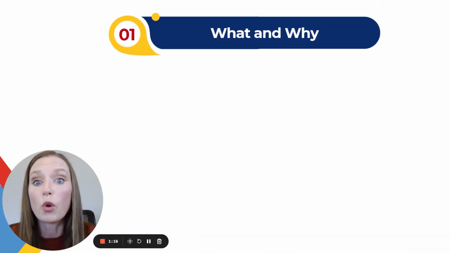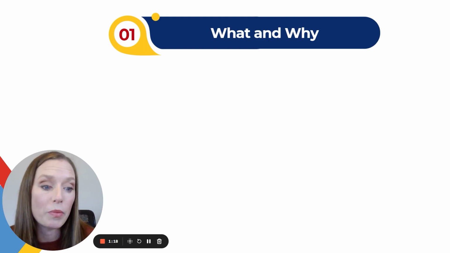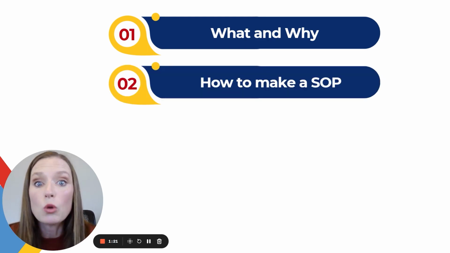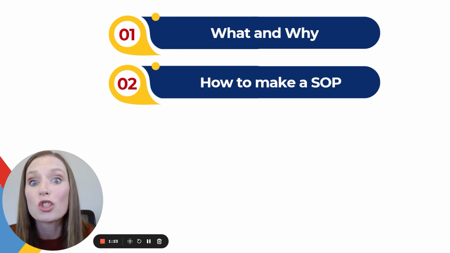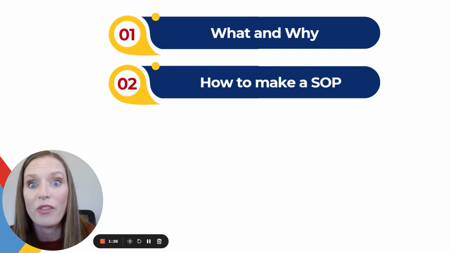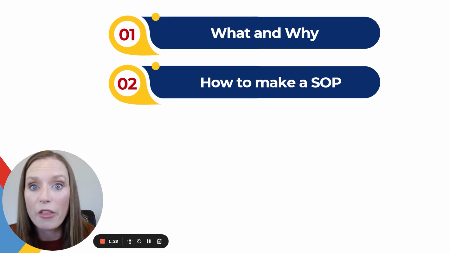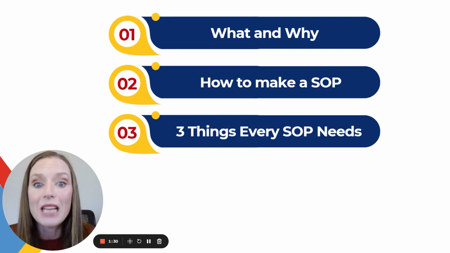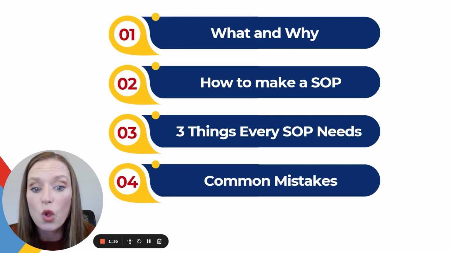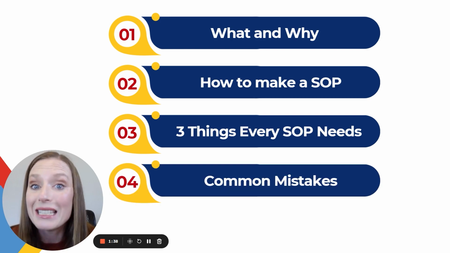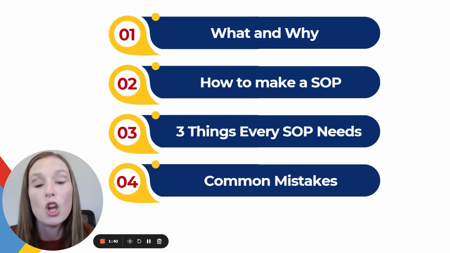So first of all, we're going to go over what is an SOP and why is it important in our business. Then secondly, we're going to go over how to make an SOP. And this is where it's going to become way easier and less complex than you've ever read about or watched in another video or anything like that. Thirdly, we're going to have the three things that SOPs need in order for them to actually be successful. And last but not least, we're going to go over the common mistakes that people make when making their SOPs. So let's dive right in.